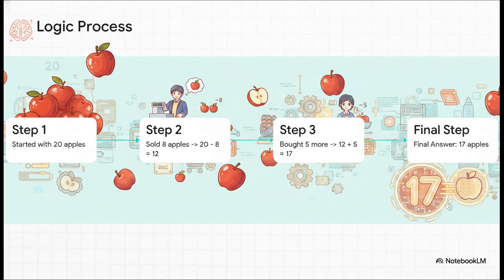So the crucial point is how the AI actually responds to this. It doesn't just blurt out 17. It literally shows its work. Step 1, started with 20 apples. Step 2, sold 8 apples, making it 12. Step 3, bought 5 more, making it 17. Final answer, 17 apples. By forcing the AI to physically write out those intermediate steps before it commits to a final answer, you are drastically reducing the chance of it hallucinating or making a silly logical error.